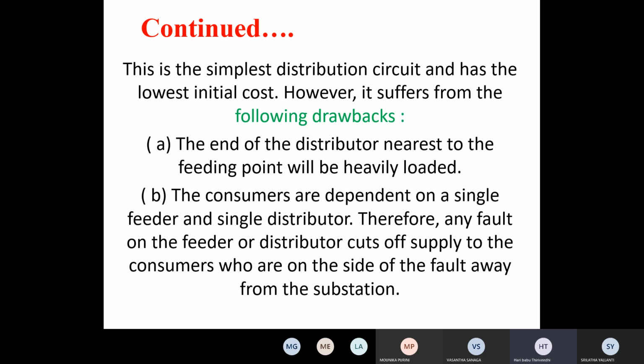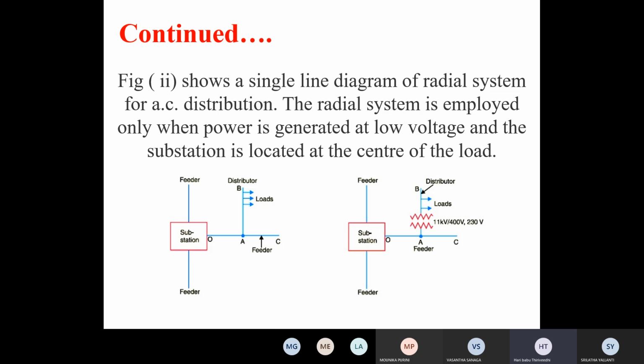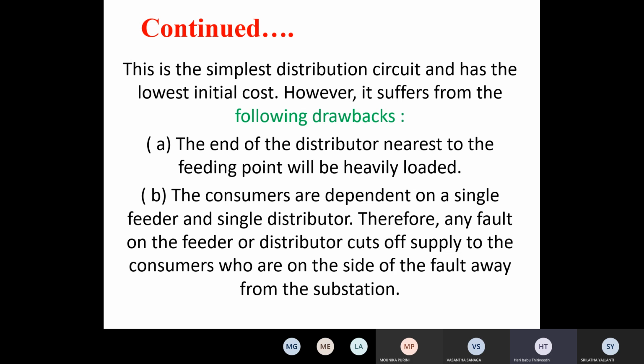Main advantage: what is the advantage of the radial distribution system? It is simple. Look at the picture. There is no combination of any two feeders, and no combination of two distributors either. Just individual, so that's why it is simple. And the initial cost is very low. Even though apart from these two advantages, some main disadvantages are also there.